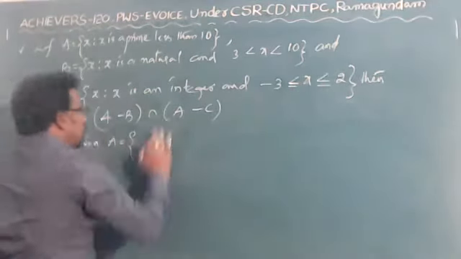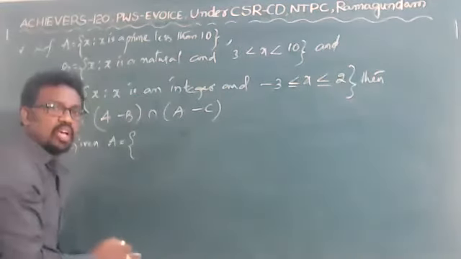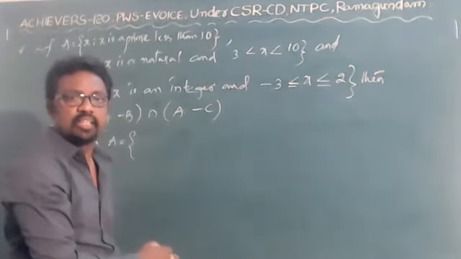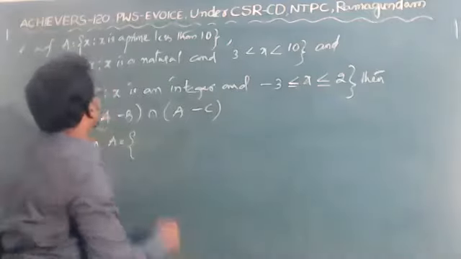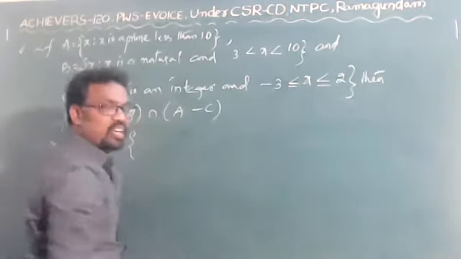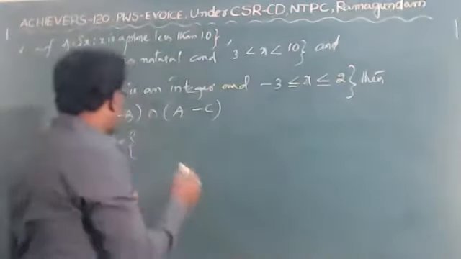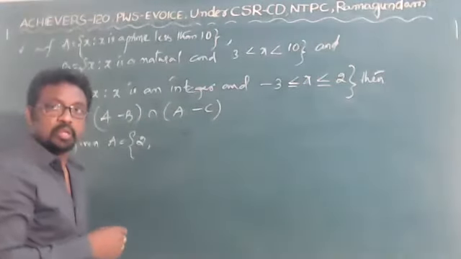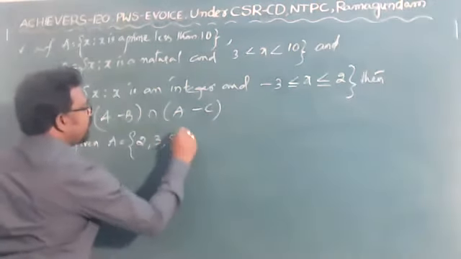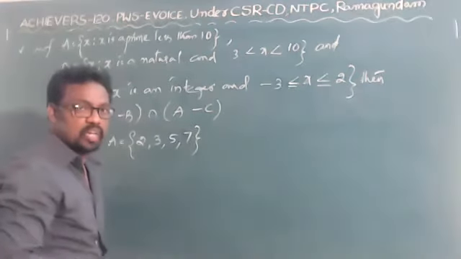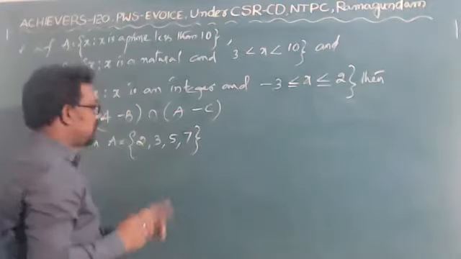If you want to write it again, you can write A is equal to x such that x is a prime less than 10. The space is not sufficient, so I am directly writing the solution, the roster form of that one. X is a prime less than 10. Prime starts from 2. So the prime numbers are 2, 3, 5, 7, 9? You will get 9, but 9 is not a prime. 9 is a composite number.